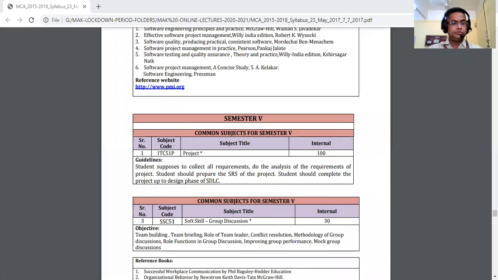Okay, let me share the syllabus of the mini project as given by SPPU with you. I expect the screen is visible to you and the audio is clear. At this 5th sem, we are going to have the ITC 551P, a project common subject for all students under any track for the semester 5.